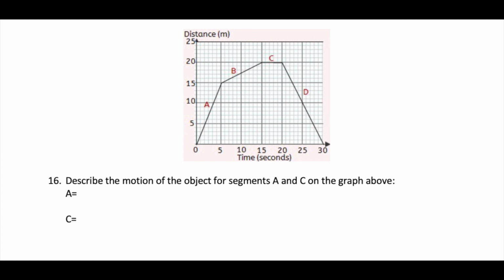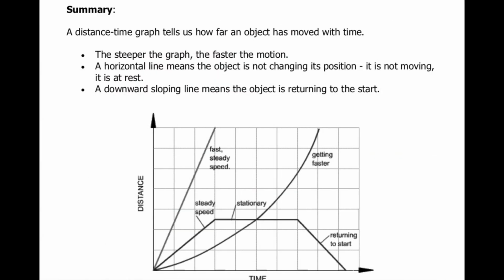So when you're looking at motion graphs, it's very important that you look at the x and y axis so that you can see what your variables are. And let's review distance time graph. The steeper the slope, the faster the object in motion. And remember, if you have a flat horizontal line, that means that your object is stationary or that it's not moving. And this is only for a distance time graph showing speed.